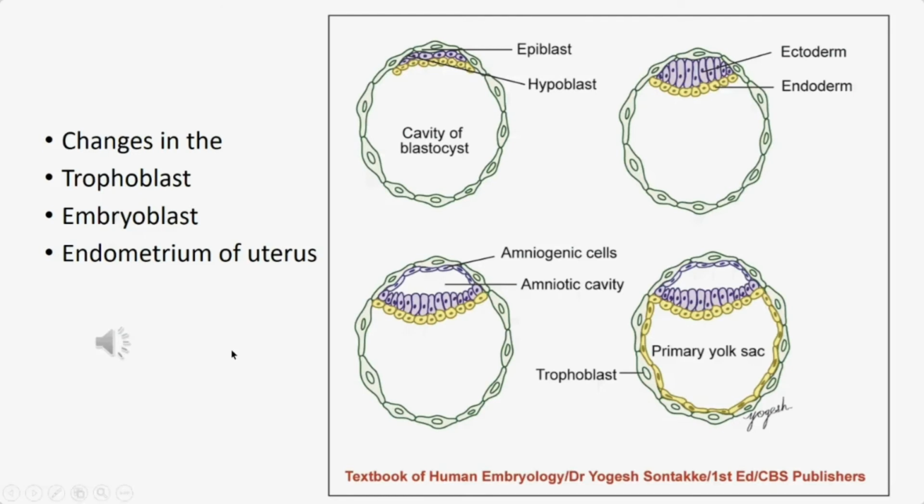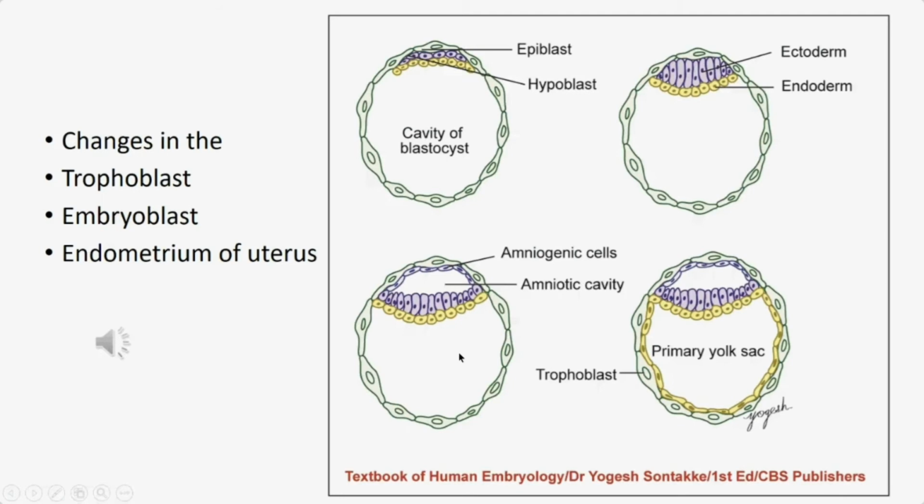Now what happens? Also, fluid appears between the ectoderm and the trophoblast. So fluid enters the cavity between the ectoderm and the trophoblast. This cavity is known as the amniotic cavity. So the amniotic cavity is lined by cells. These cells are derived from the trophoblast and line the amniotic cavity. Now these cells are known as the amniogenic cells.